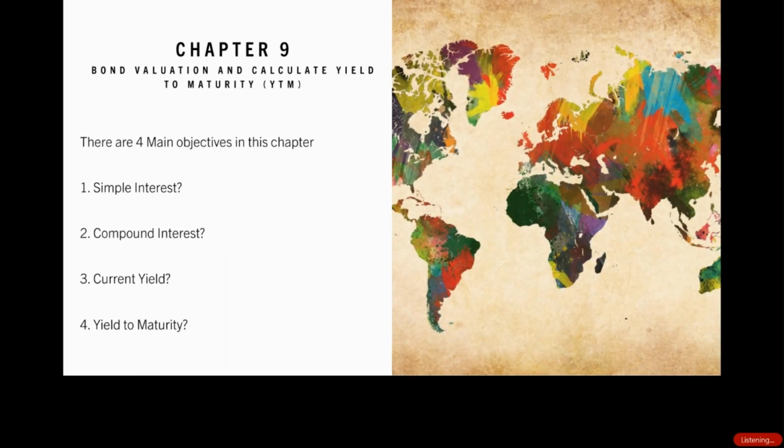So in this chapter we had four objectives. The first is to understand simple interest, the second is to understand compound interest for bonds, the third is to understand the current yield, and the fourth is understanding yield to maturity.